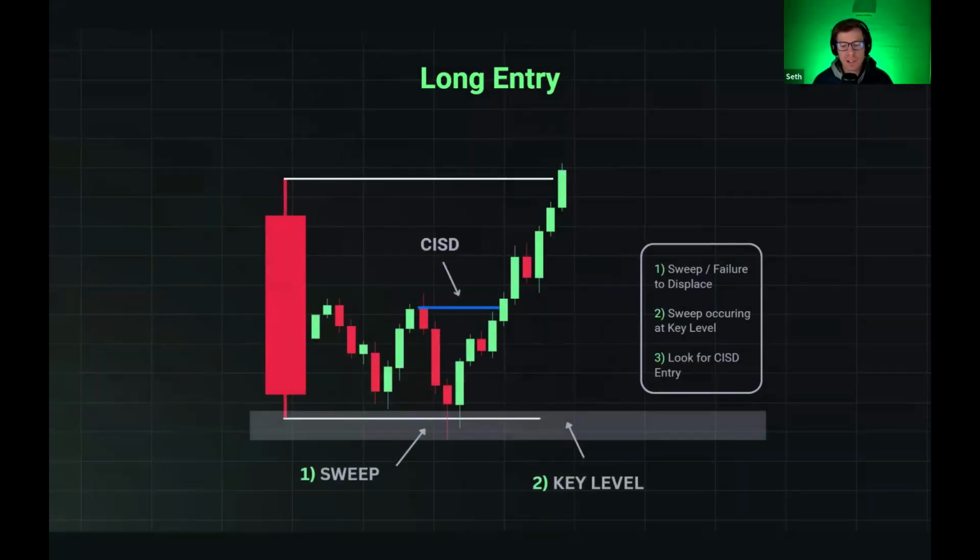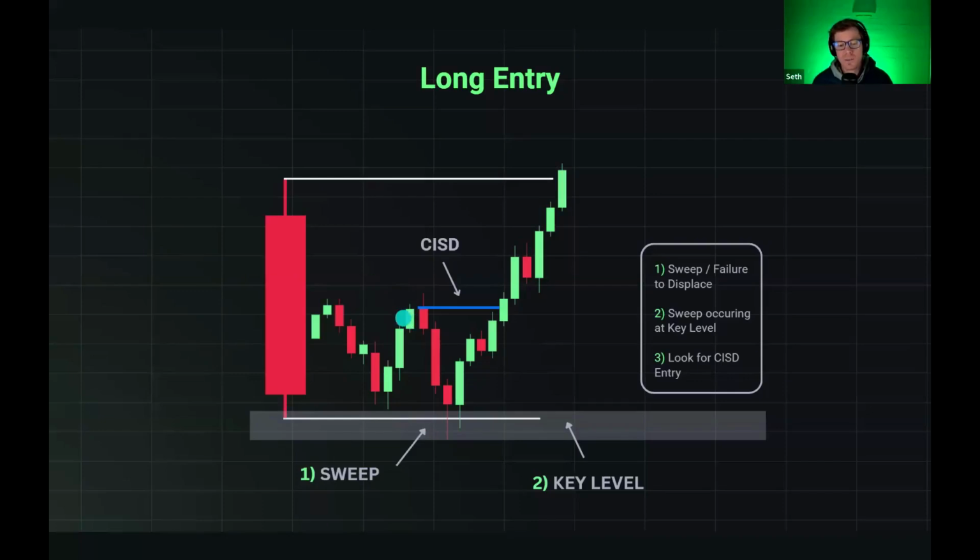Now for our long entry, basically the same thing, just inverted. We wait for price to come to our key level. That key level can be a higher time frame low, or it can be a fair value gap, or it can be a swing high, swing low. Whatever key level you like to use, price will come to that level. We want to see a sweep at that level, higher time frame sweep. Once we see a higher time frame sweep, we get the CISD that's produced or created.